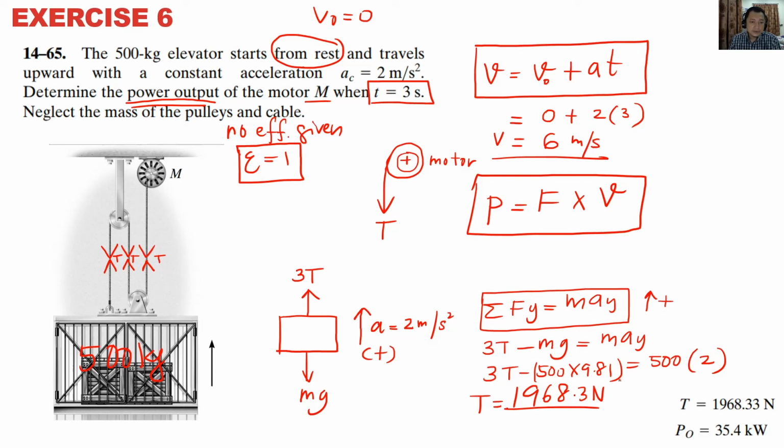Determine the power output of the motor M. So if you want to look at power output at the motor M, tension is definitely the same lah. This is the motor. So the tension you already found out, 1968. Velocity travels upward constant, so determine the power output of the motor M when time is equal to 3 seconds.